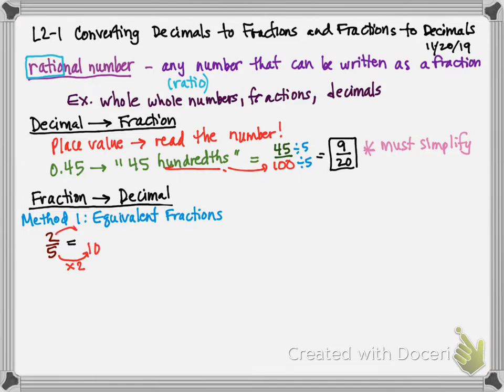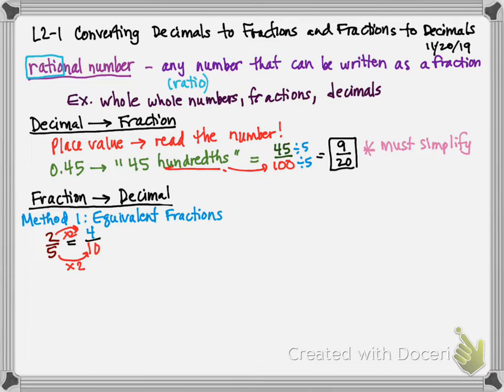But remember, fair is fair, so we're going to multiply the top number by 2 as well. And that's going to give me my fraction of 4/10. Okay? And then once I have that, then I'll be able to change that to a decimal. So let me write down in words what we just did there.